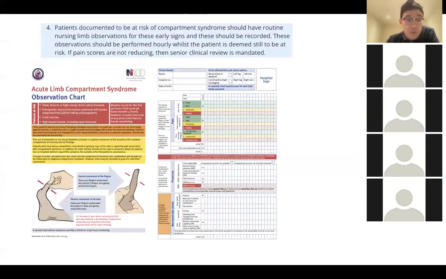Now, both clearly state that it's a collaborative thing, where the Royal College of Nursing has an observation chart on teaching you how to passively stretch a compartment. So if we're focusing on the lower limb, if it's the anterior compartment, you want to bend the big toe, extensor hallucis longus, or flexor hallucis longus if you're looking for the deep posterior compartment. And they should have routine nursing limb observations for early signs. You should always go back to this chart. Some hospitals won't have it.